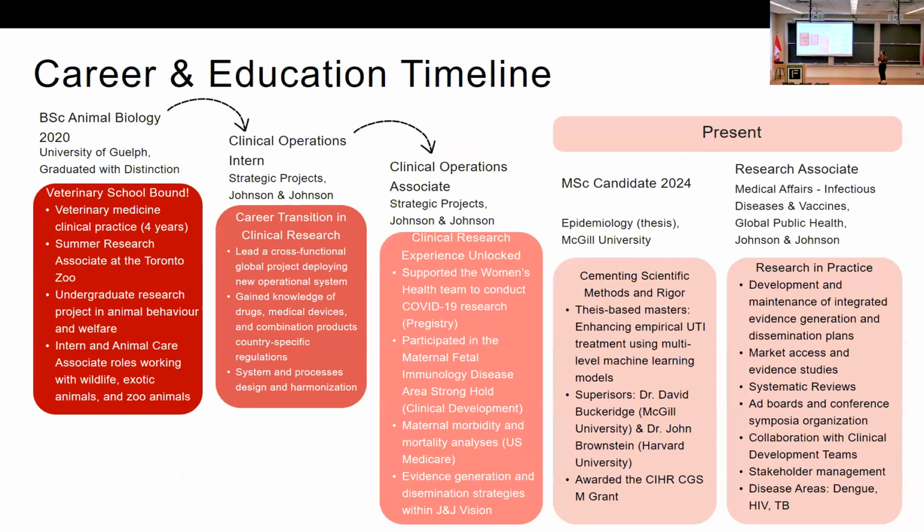And then just in terms of my career and my educational timeline, I got a bachelor's in animal biology from the University of Guelph. I was wanting to be a veterinarian, as a lot of people were in my bachelor's. A lot of my experiences were working at veterinary clinics. So I have, in a way, some kind of clinical experience as a vet assistant. I also worked in zoos and in wildlife sanctuaries.